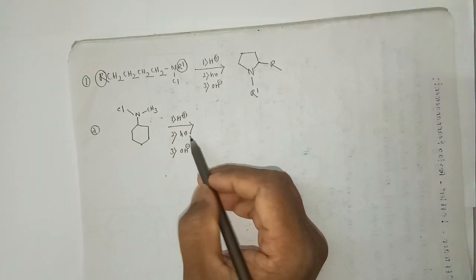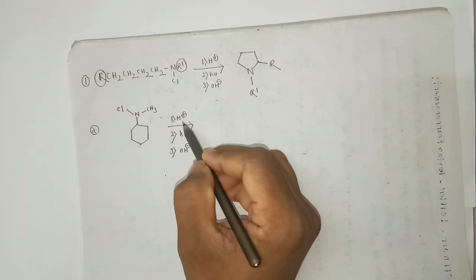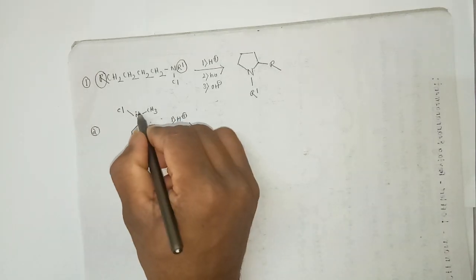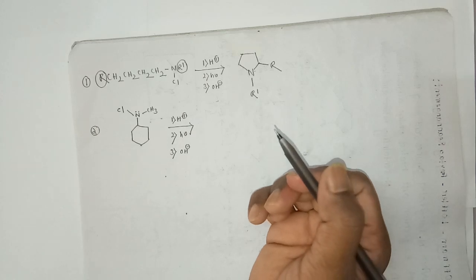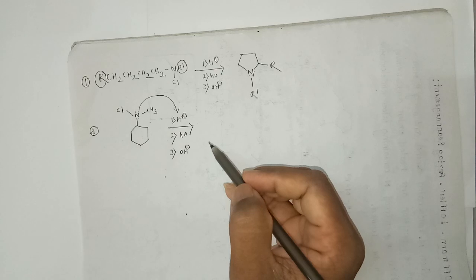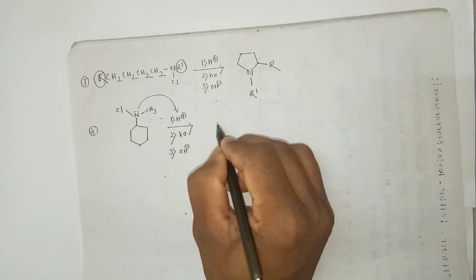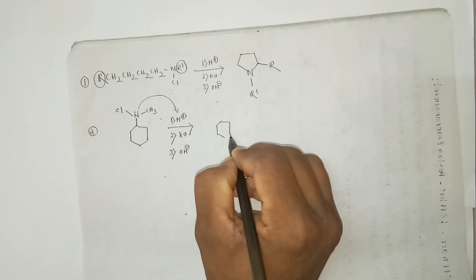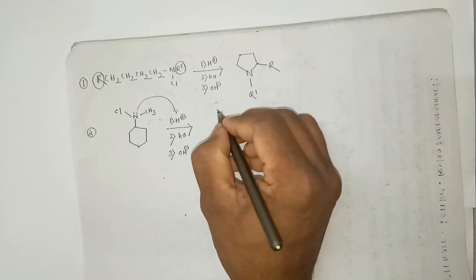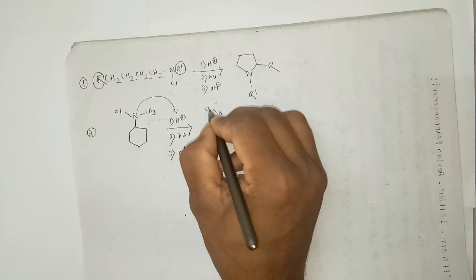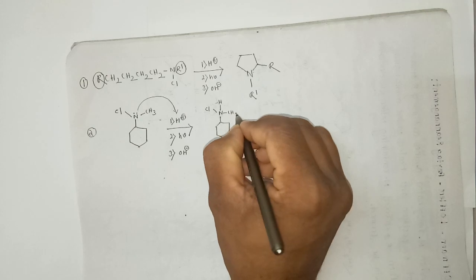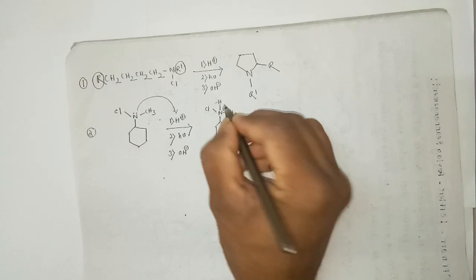First step, in acidic medium, nitrogen has a lone pair of electrons. This lone pair of electrons attacks the H plus ion. Then we get this type of substrate. This is chlorine, this is hydrogen and this is methyl group, and this is the positive charge.